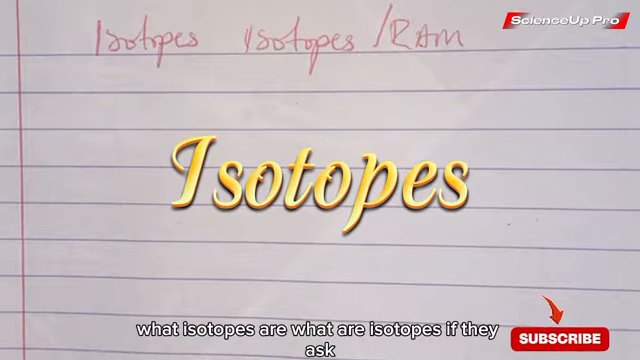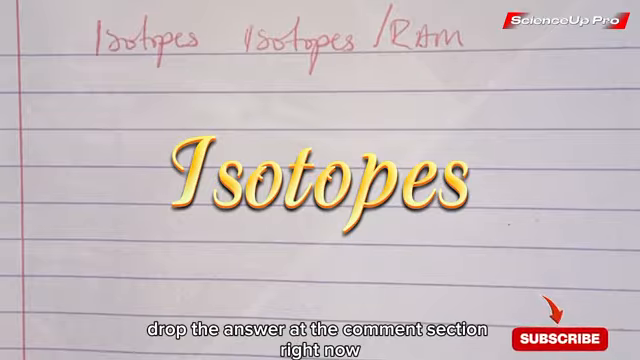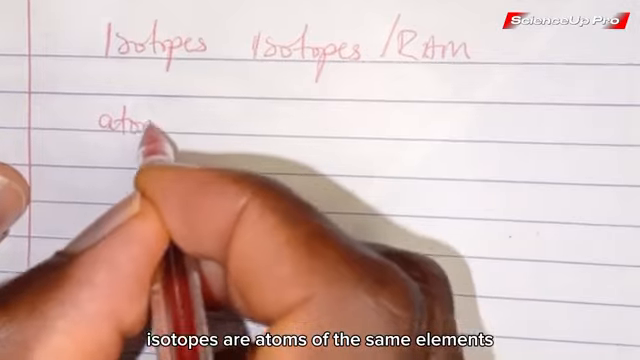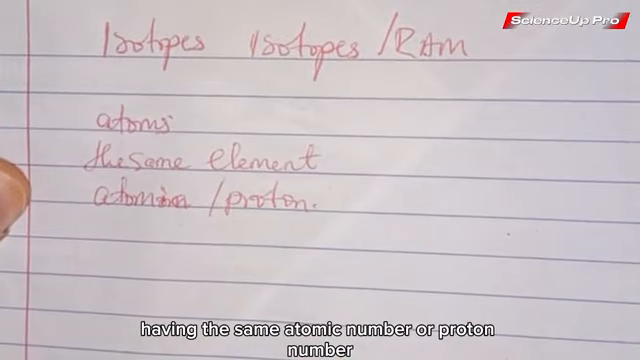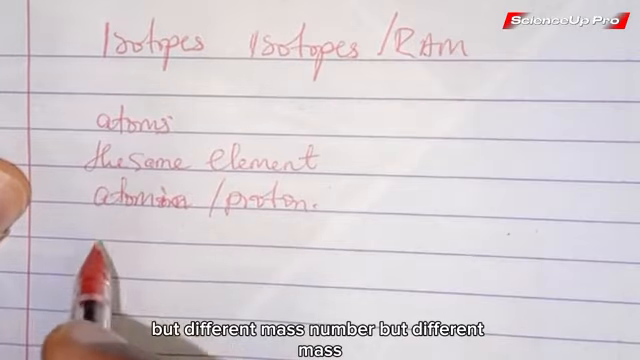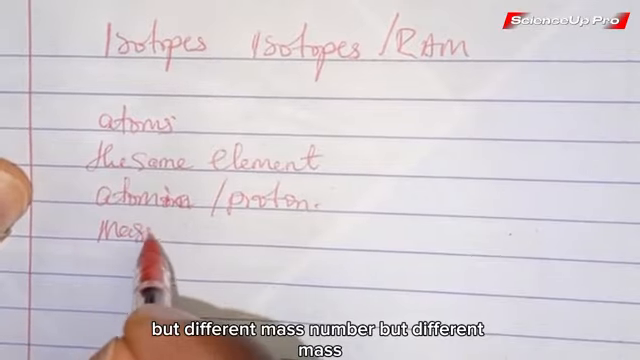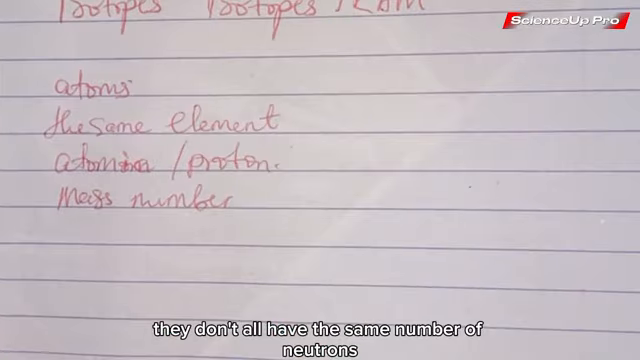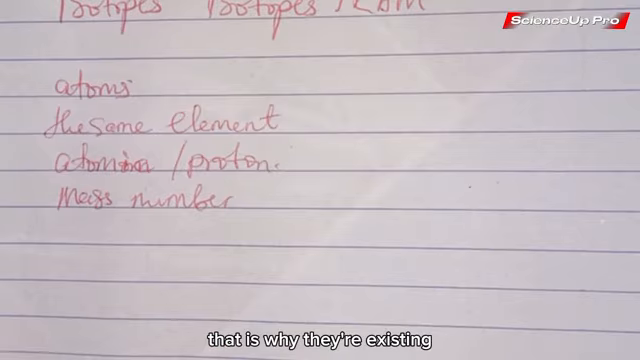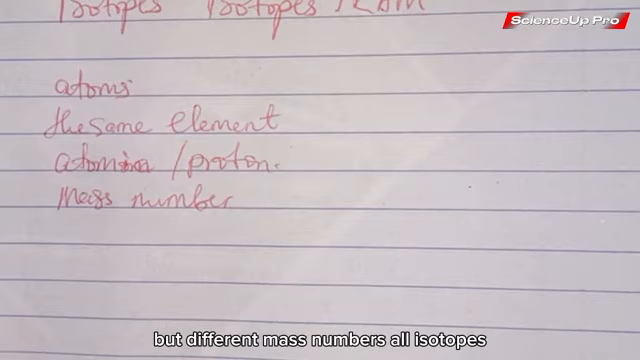What are isotopes? If they ask you this question, drop the answer in the comment section right now. Isotopes are atoms of the same element having the same atomic number or proton number, but different mass numbers due to a difference in the number of neutrons. They don't all have the same number of neutrons. That is why they exist with the same atomic number but different mass numbers.